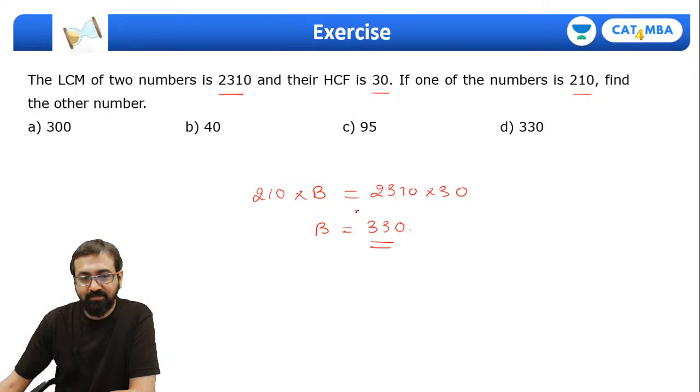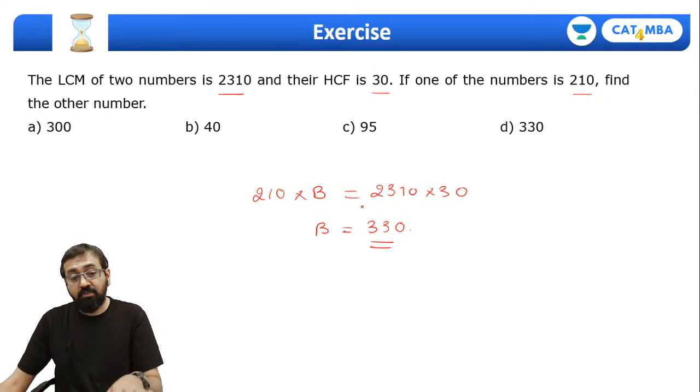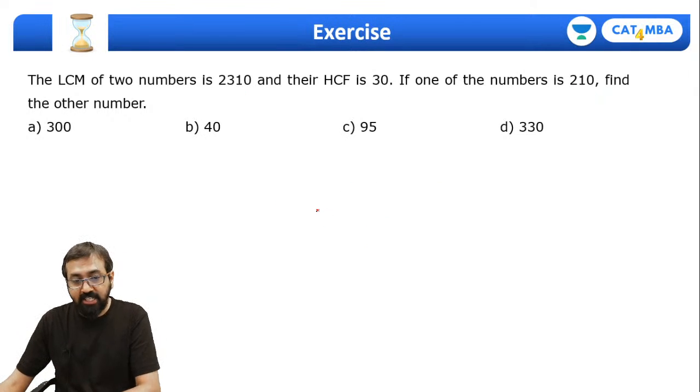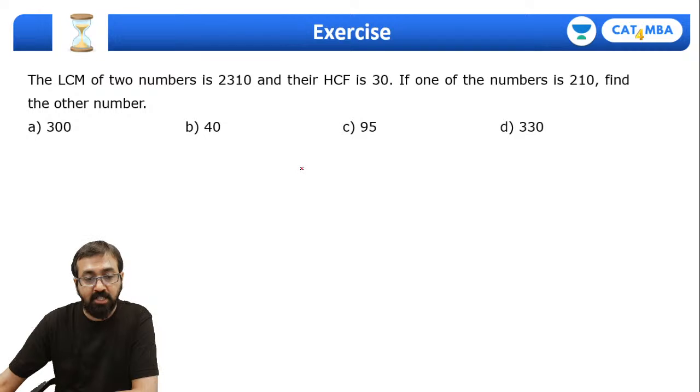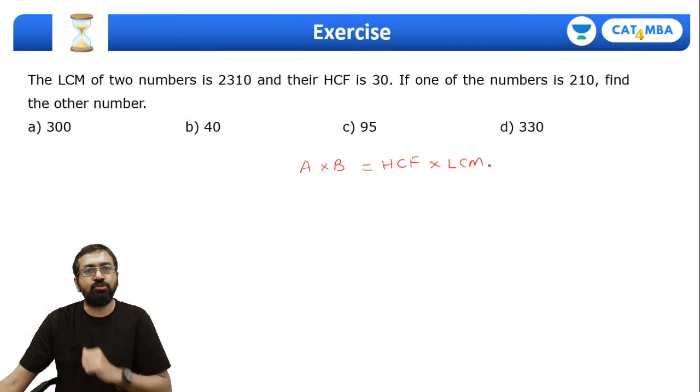Fine. So yeah. Now guys, why is this true? How did we get this relationship? Please understand this part. It's very interesting. Why do we say the product of two numbers is equal to the product of their HCF and LCM? Isn't that miraculous? Are you not curious to understand why it is true?